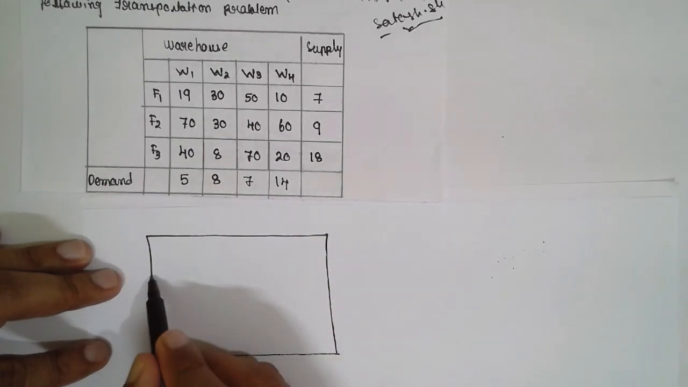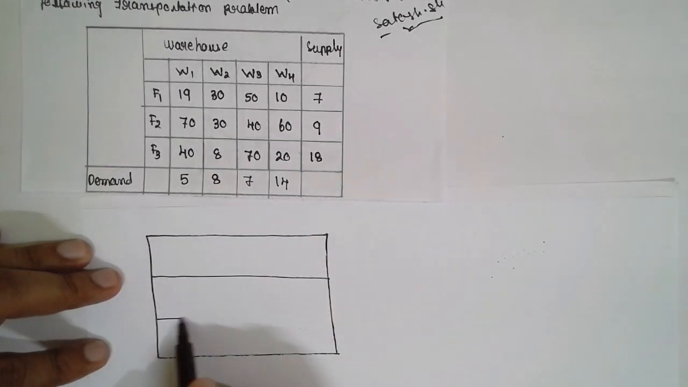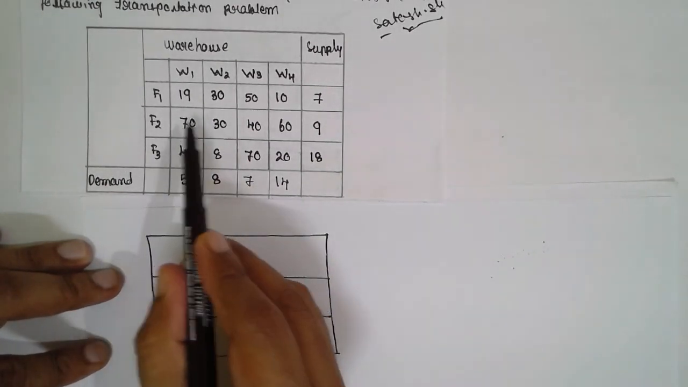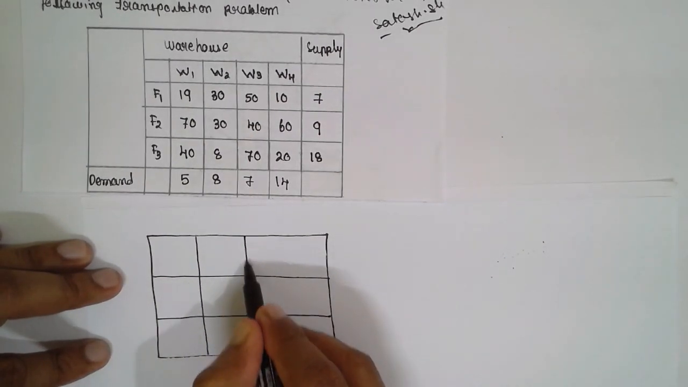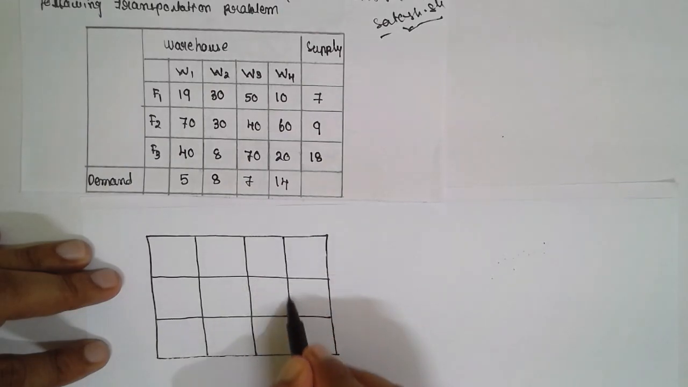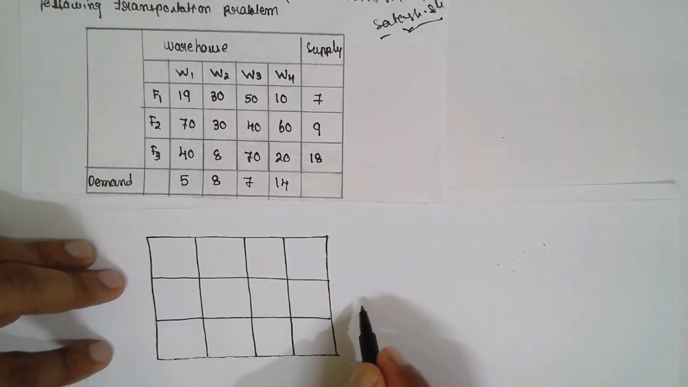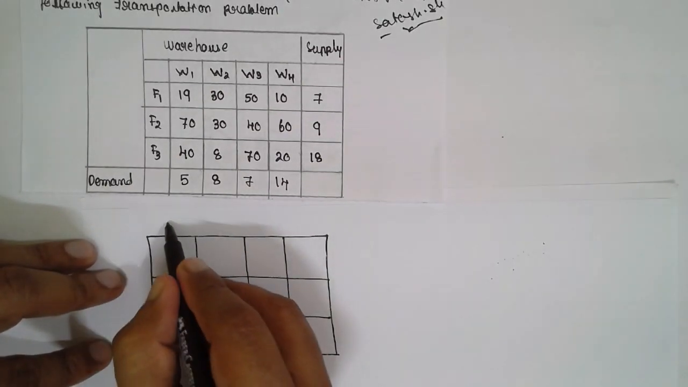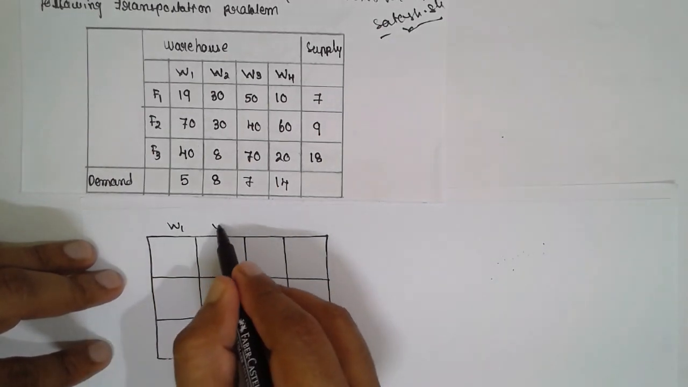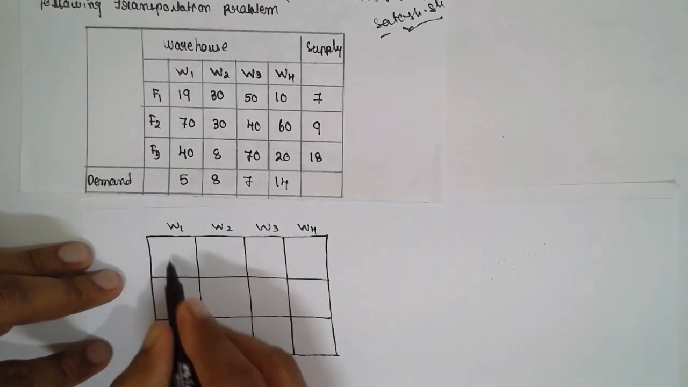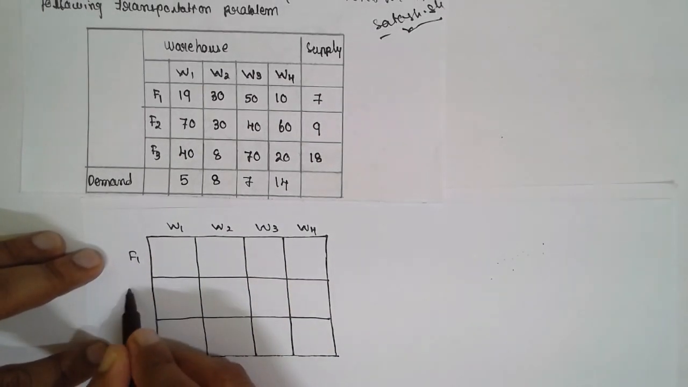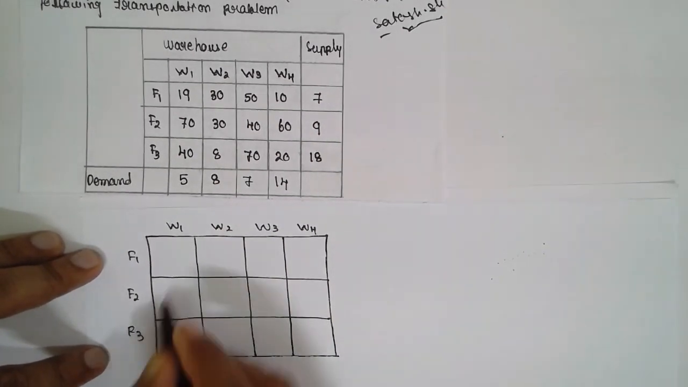One, two, three. One, two, and three. One, two, three, four. One, two, three and four. Write the values here. These are the destinations W1, W2, W3, W4, and F1, F2, F3 is the source.